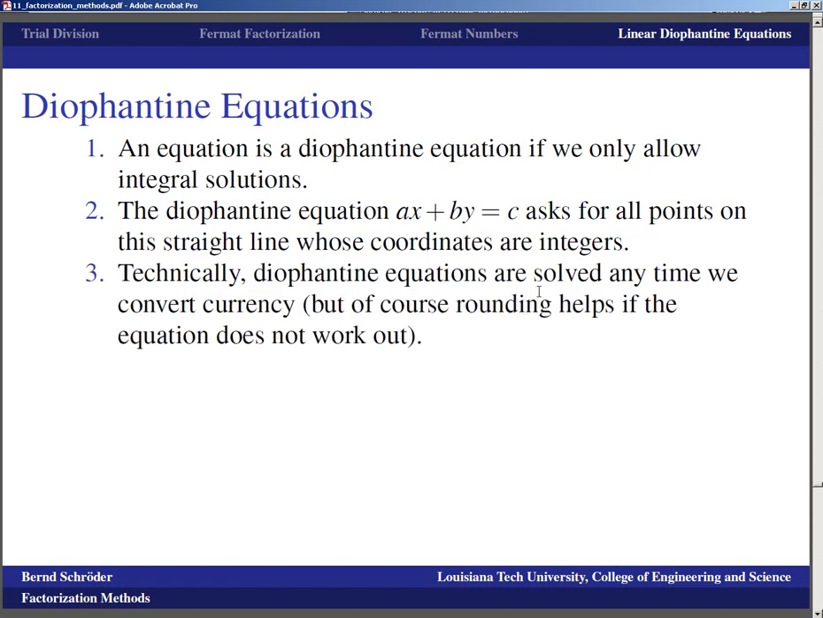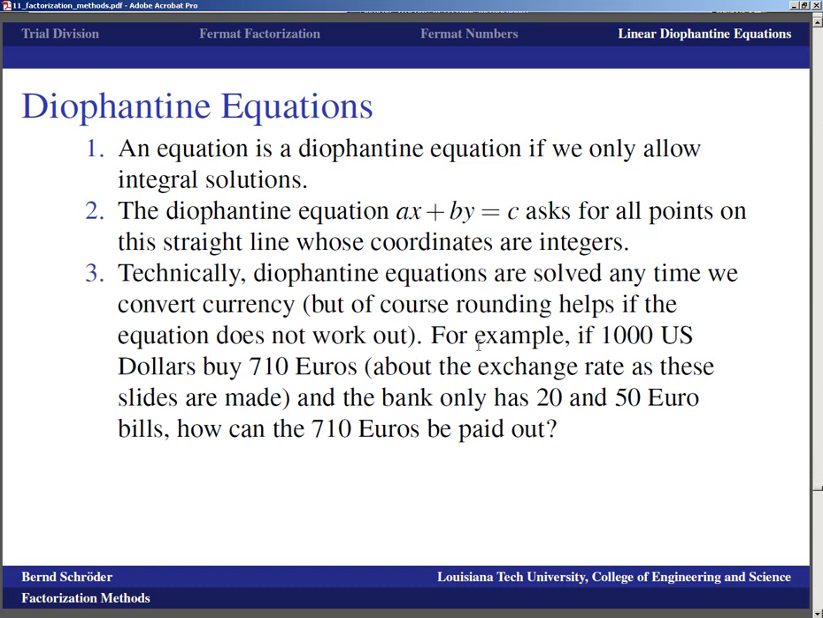And technically, we solve Diophantine equations anytime we convert currency, because you go to whole dollars or whole cents or so. Certainly rounding helps here if the equation doesn't work out, but at the same time, you also have to think about what kinds of bills people have available. So for example, if I wanted to exchange $1,000 into euros, by the time I made the slides, $1,000 bought about 710 euros. And suppose that the bank has only 20 and 50 euro bills. Well, how can the 710 euros be paid out?